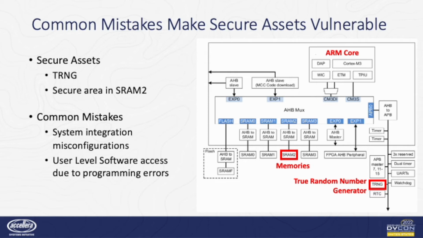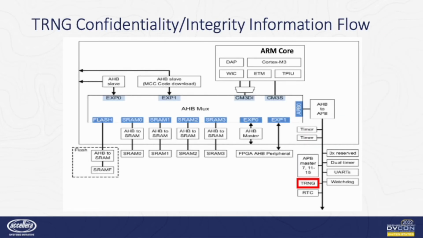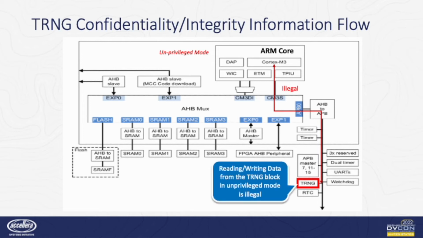Let us now look at the TRNG closely to track information flow of its secure assets. The information flow from and to the TRNG secure asset is governed by this policy. When running in privileged mode, the ARM core can read from and write to the TRNG. This is legal. When running in unprivileged mode, the ARM core cannot read or write to the TRNG. This is clearly illegal.